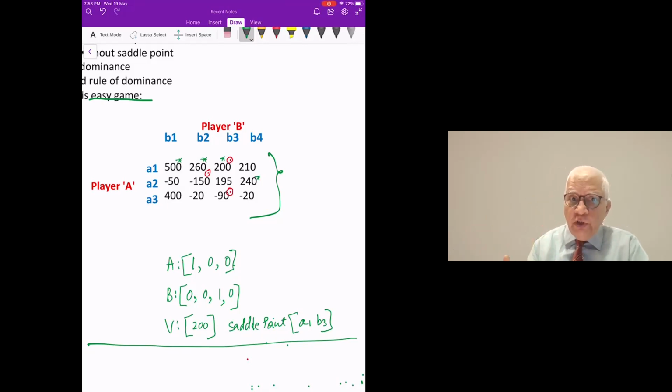So 2-person zero-sum game with saddle point is what we have seen today. We'll see some more examples of this in the next class.